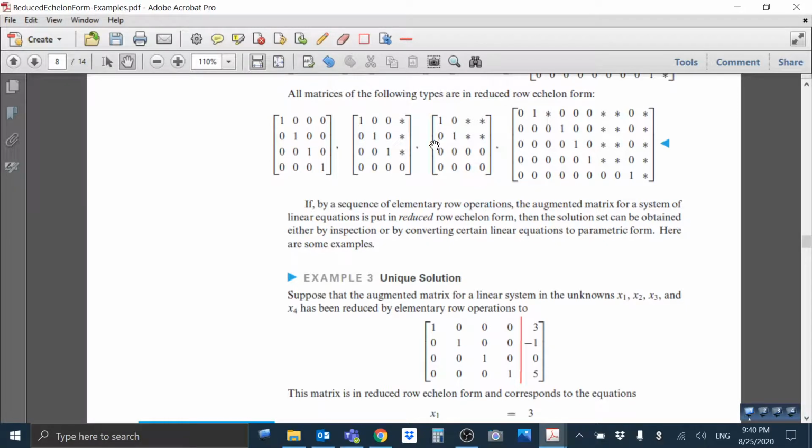And let's say this one here, you have your leading entries to the right, you have 2 rows of zeros at the bottom, and below your leading entries you have zeros. That's great. And then you check, leading entries are 1 also, and these are the only non-zero values in their columns. So this is in reduced echelon form. And we don't care what the numbers are here.